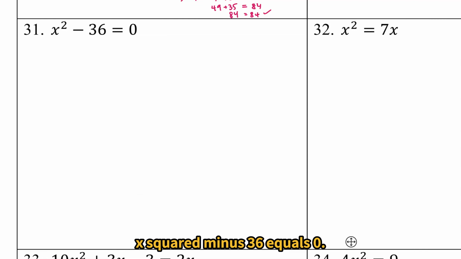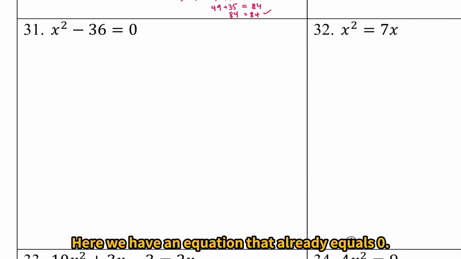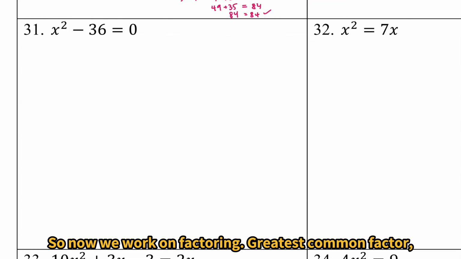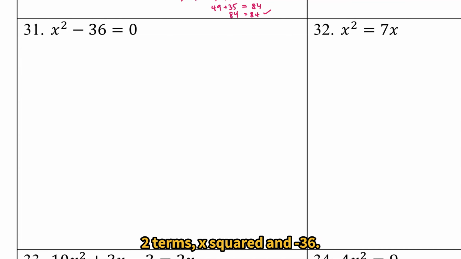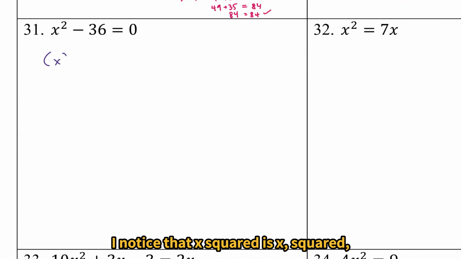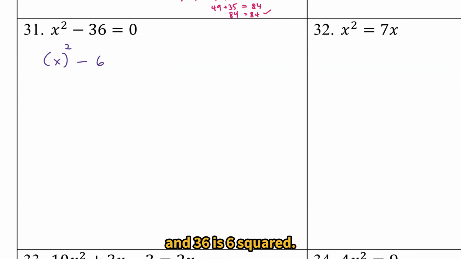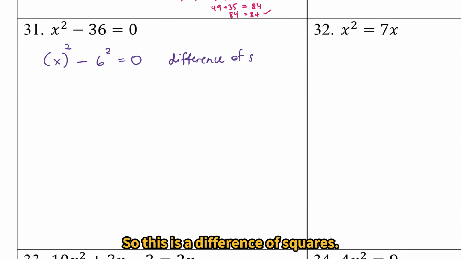X squared minus 36 equals 0. Here we have an equation that already equals 0. So now we work on factoring. Greatest common factor, there's not one. Count the number of terms: 2 terms, x squared and negative 36. I notice that x squared is x squared and 36 is 6 squared. So this is a difference of squares.